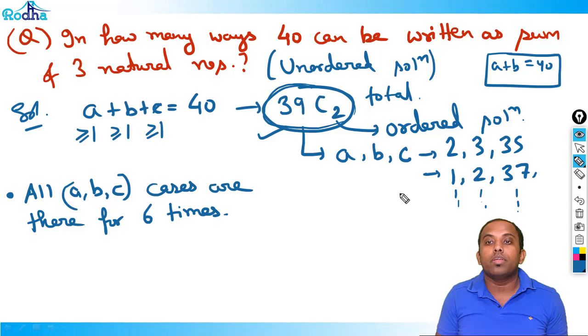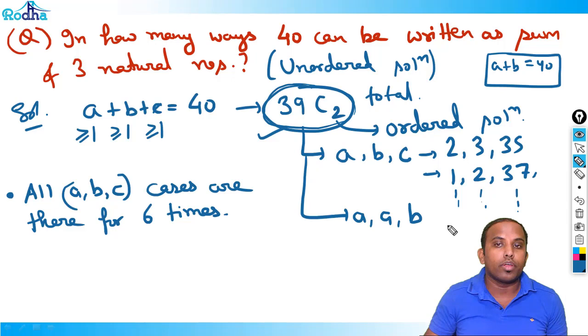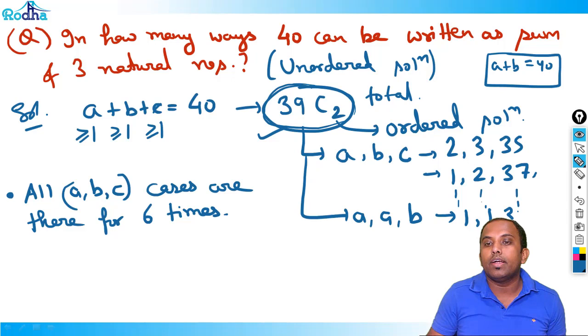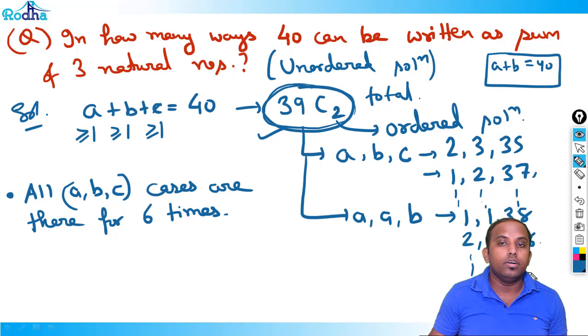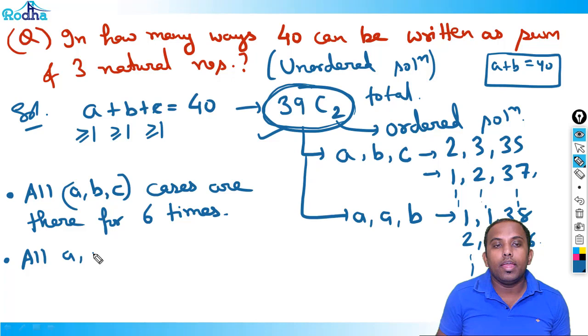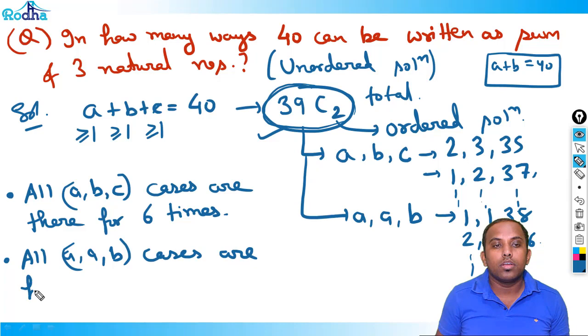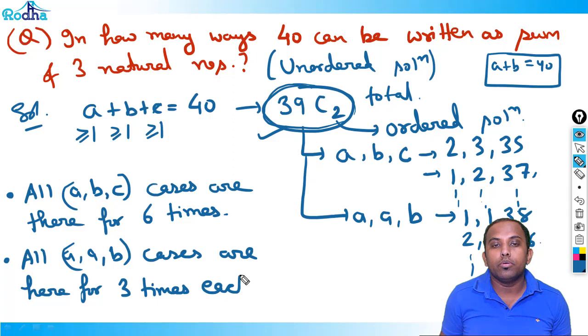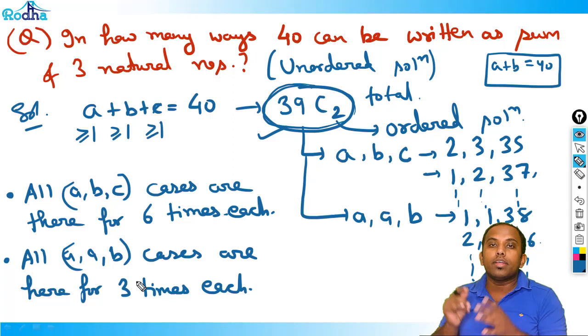And then we have the AAB kind of case. What is the AAB kind of case here? 1, 1, 38 kind of case, 2, 2, 36 kind of case. So all these cases here are written how many times? All AAB cases are here 3 times each. Here also, each: 6 times each and 3 times each. So all ABC cases are written here 6 times. All AAB cases are written here 3 times.